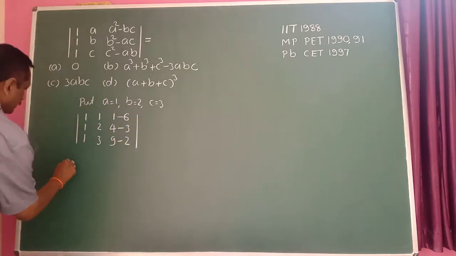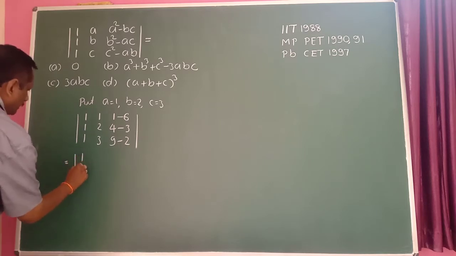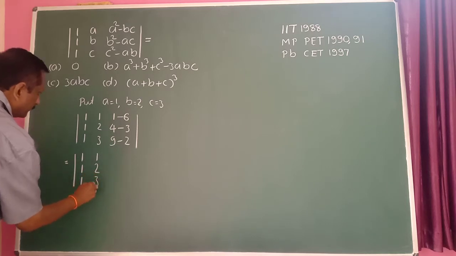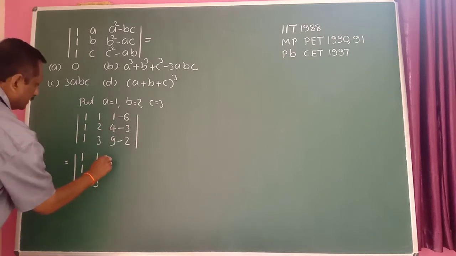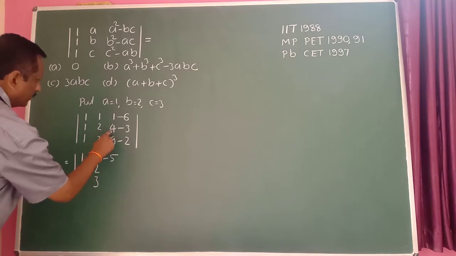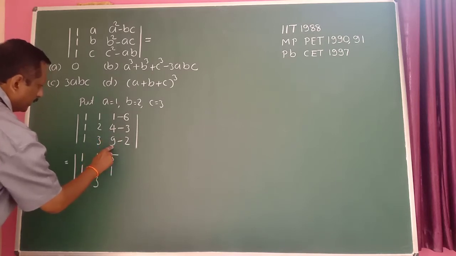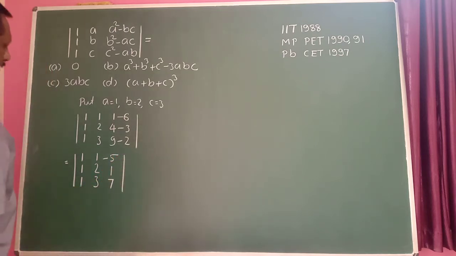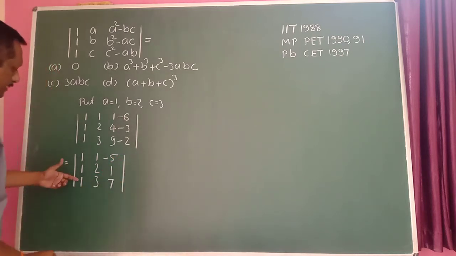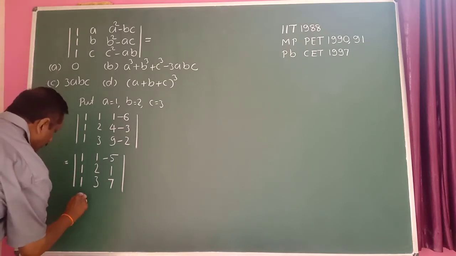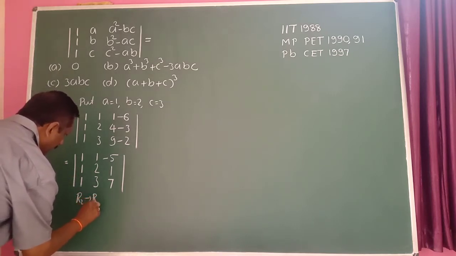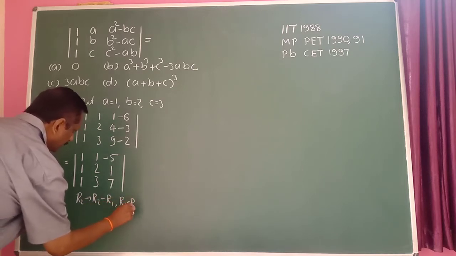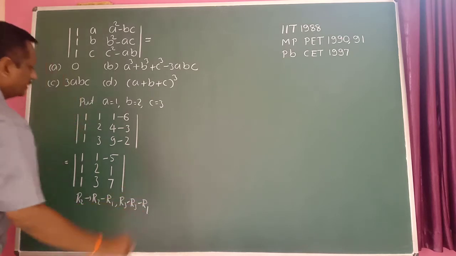Therefore, this is equal to determinant of 1, 1 and 1, then 1, 2 and 3. 1 minus 6 is minus 5. 4 minus 3 gives 1. 9 minus 2 gives 7. Then expand this determinant. Otherwise, I can make these two terms as zeros. So R2 gives R2 minus R1, and R3 gives R3 minus R1.